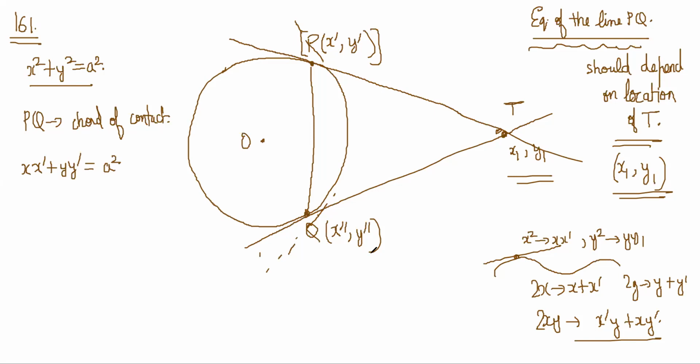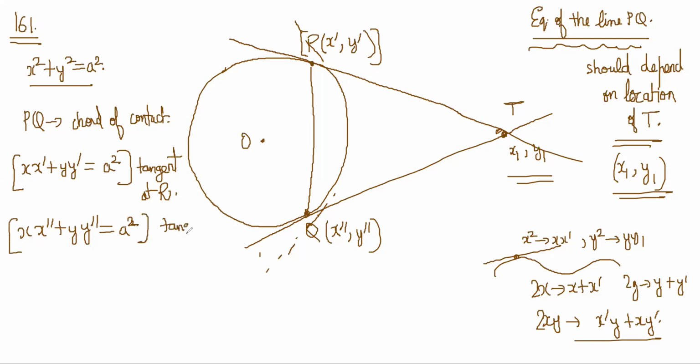So right now, this is the equation of tangent at R, right? And the equation for tangent at Q would be x x double dash plus y y double dash is equal to a square, right? Now obviously, both the tangents will intersect at T. So T lies on both the tangents.